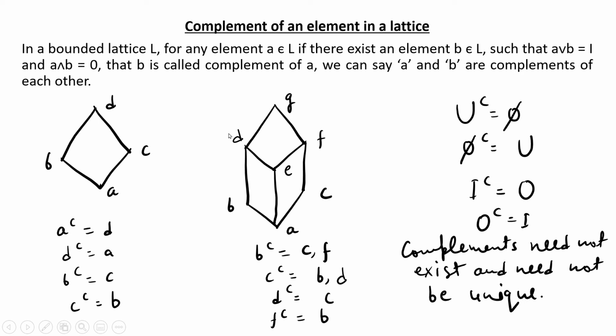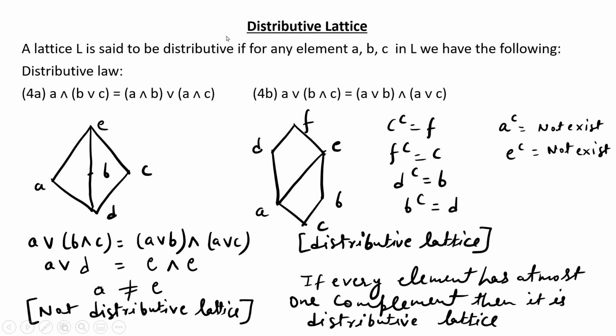Then again C and D are complements of each other. Then C and B, obviously B and C we have already checked are complements. So B has two complements, C and F, and C has two complements, B and D, and D's complement is C, then F's complement is B. So complements need not exist and need not be unique. There may be an element which does not have any complement, and there may be an element which has more than one complement.